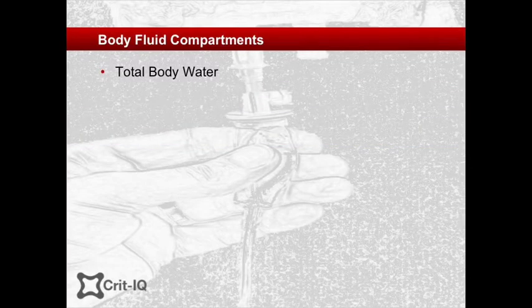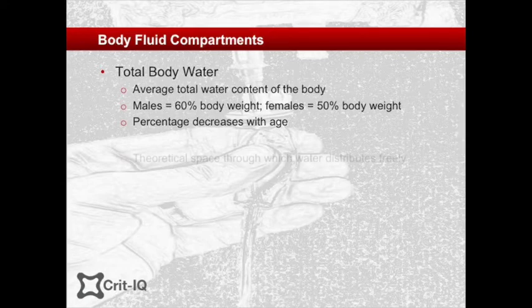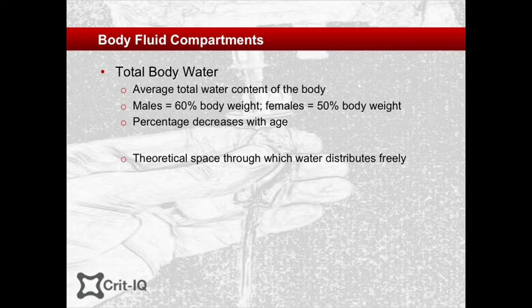The average total water content, known as total body water, is often measured as a percentage of total body weight. In males, water constitutes 60% of body mass, while in females it is 50%. This percentage decreases with age as muscle mass falls, fat content increases, and connective tissue and bone constitute a greater proportion of the total body mass. Water distributes throughout a theoretical space known as the total body water. In itself, it is not restricted by any membrane or boundary and moves along osmotic gradients.